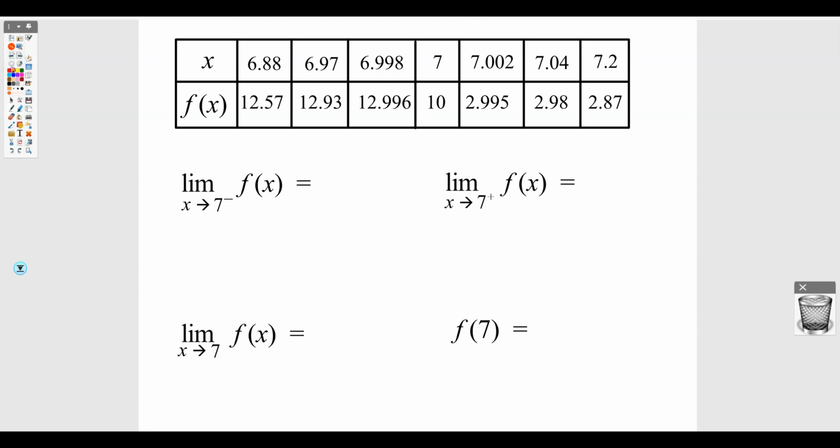And hopefully you had a moment to try it. So again, left-hand limit, I almost always format mine where I put the left on the left-hand side. Doesn't have to be that way, so pay attention. All right, so again, what number are we approaching? 7.